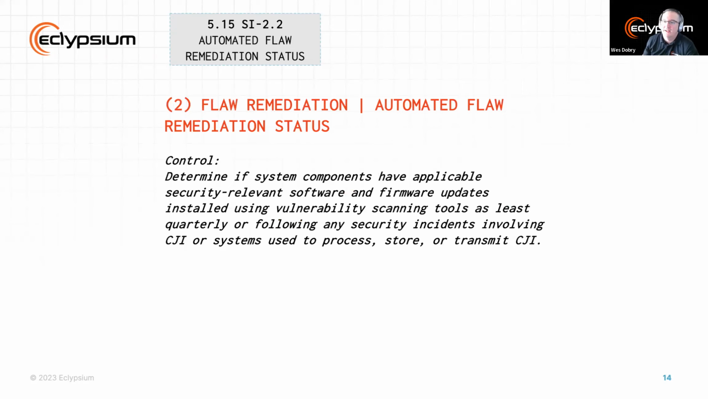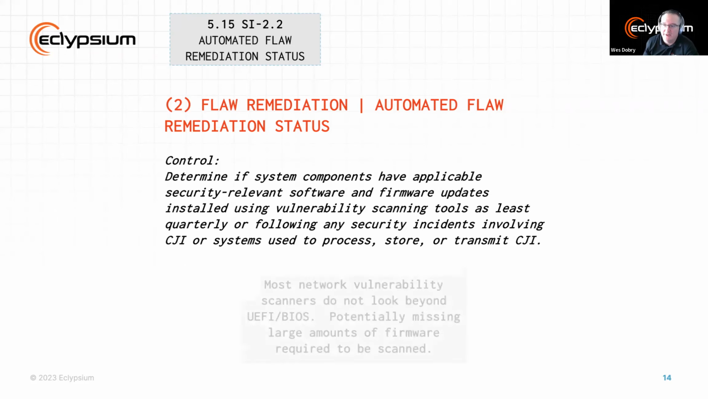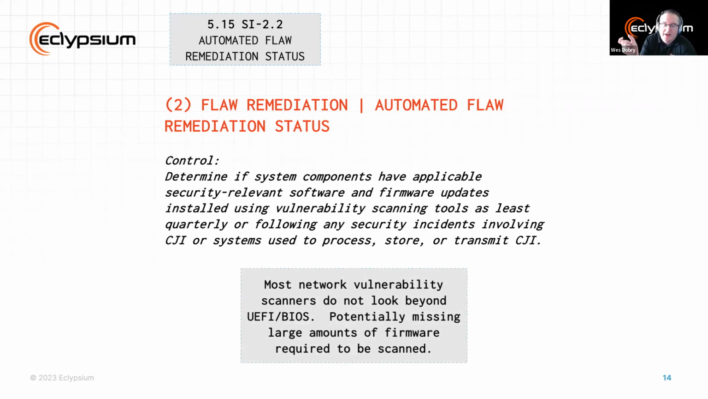So next is really around looking at, again, the flaw remediation side, but also making sure that we understand that we can scan for these types of vulnerabilities. When we look at it from having vulnerability scanning tools installed and doing vulnerability scans, we also need to be aware that most of our network vulnerability scanners don't look at firmware. They look at things like, does this thing have a network presence that has identifiable vulnerabilities, or what version of UEFI or BIOS is installed, but they don't look at all those other firmware components that I was mentioning before.